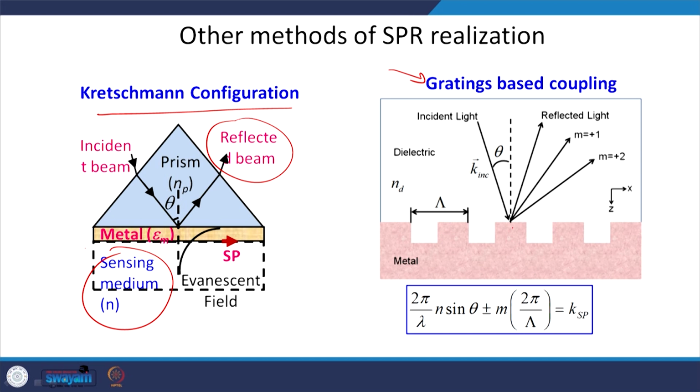If it is in the forward direction, this will be a plus sign; if it is in the backward direction, this will be a minus sign. This is the wave vector of light incident through the dielectric medium, and this is the wave vector which gets added due to the diffracted orders. When this becomes equal to that of the surface plasmons supported by this interface of metal and dielectric, that order goes missing in the reflected light. So, you see that particular order getting missing from the reflected light. That is how you excite surface plasmons using a grating.